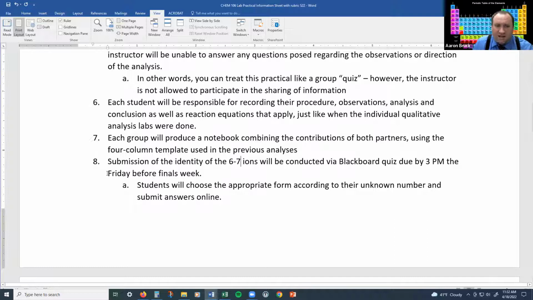As far as submission of the identity of those ions is concerned, you're going to take a Blackboard quiz like you have for every other one. It's going to be in that lab quizzes folder in Blackboard. It'll be due not by 3 o'clock, but rather by 11:59 p.m. on the Friday before finals week, which is April 29.